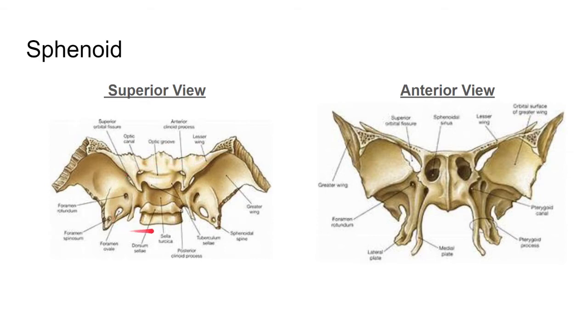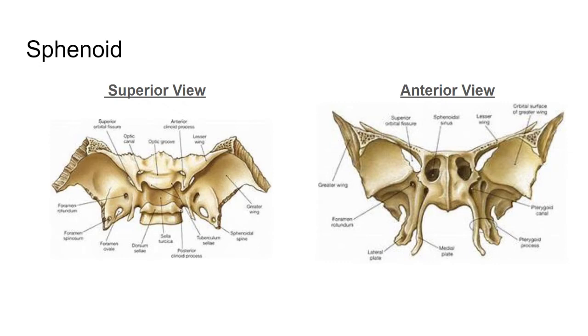All right, looking at it from the top, a couple of things that you need to know. So again, we have the greater wing and the lesser wing. The lesser wing is actually superior to the greater wing. All right, so it's on top, and that's the part that's forming the medial portion of the socket, and I'll show you that in a minute.